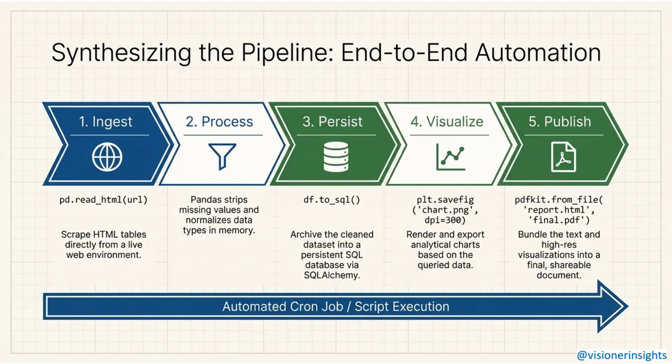And this all builds into our ultimate goal, synthesizing the entire process into a flawless 5-step end-to-end automated pipeline. We ingest raw web data using Pandas read_html. We process and normalize it all in memory. We persist that clean dataset into a SQL database via SQLAlchemy. We visualize the analytics with Matplotlib. And finally, we publish the results bundled together using PDFKit. And the best part, all of this can be executed instantly and repeatedly via a simple automated cron job.